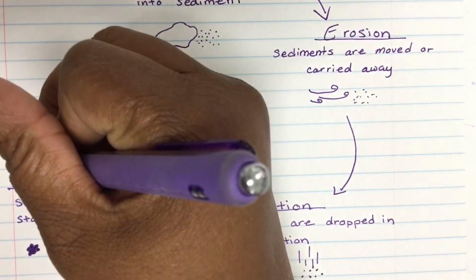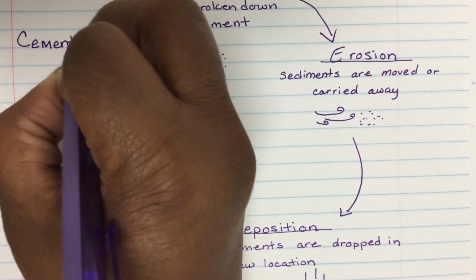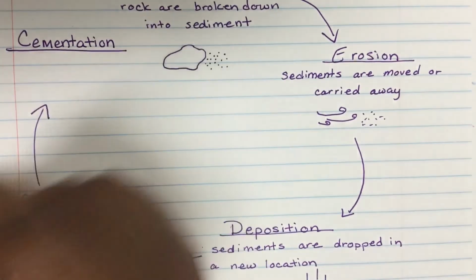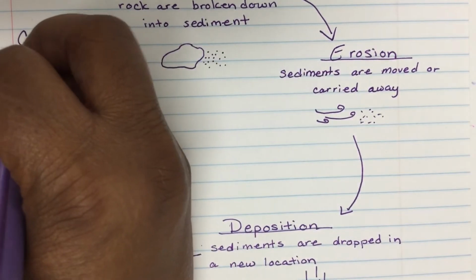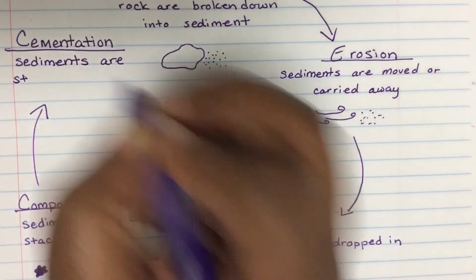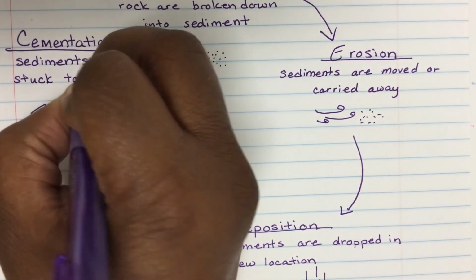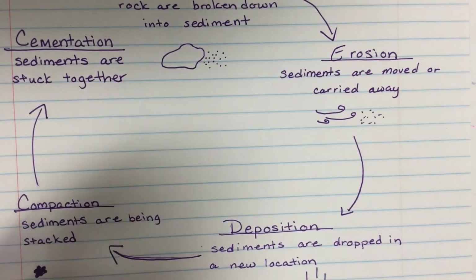Our last step is cementation. This is when sediments are glued or stuck together. At this point, they have formed a completely new rock.